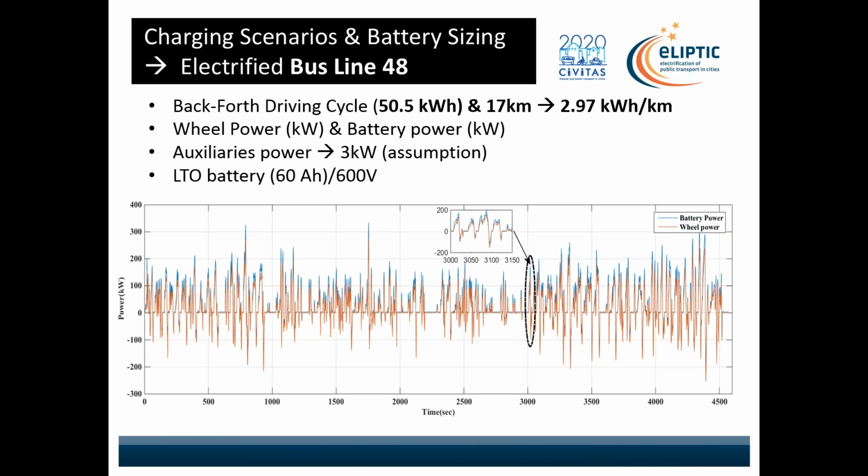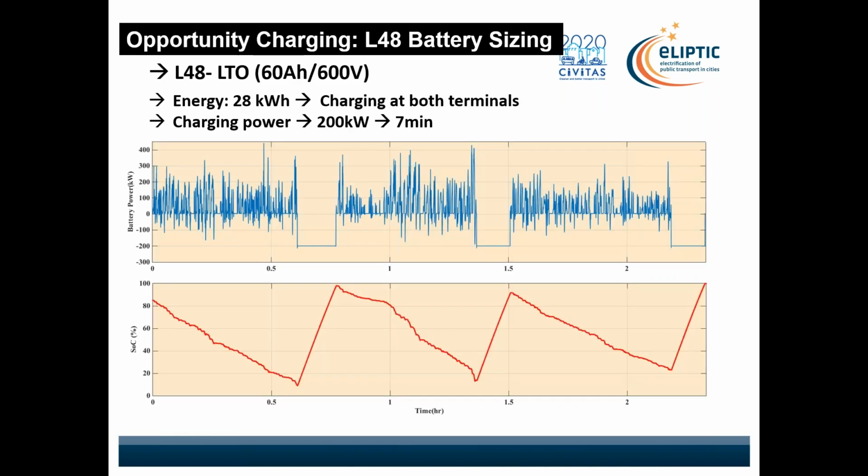That means almost 3 kilowatt hour per kilometer, if you are going to use an LTO battery type with 60 ampere hour and 600 volt. As you can see here, this is the result of on-road charging at terminals, so at the starting point of the buses and at the end of the line. This is the charging variation of the battery on the screen now, varying from 90 down to 18 percent.